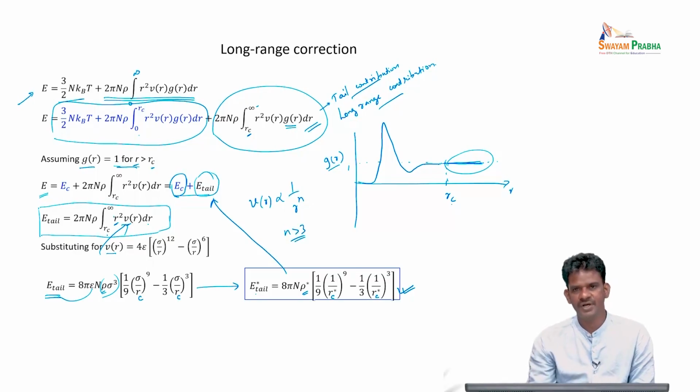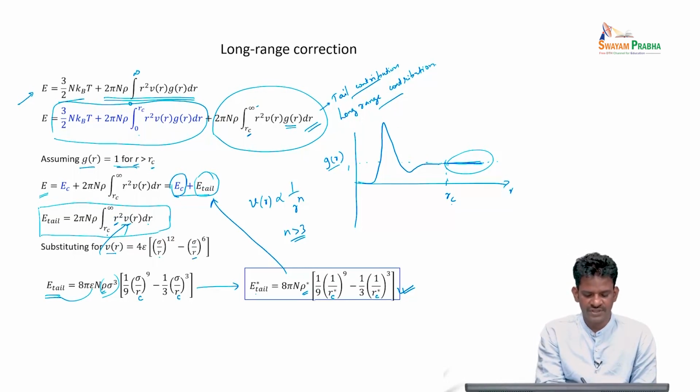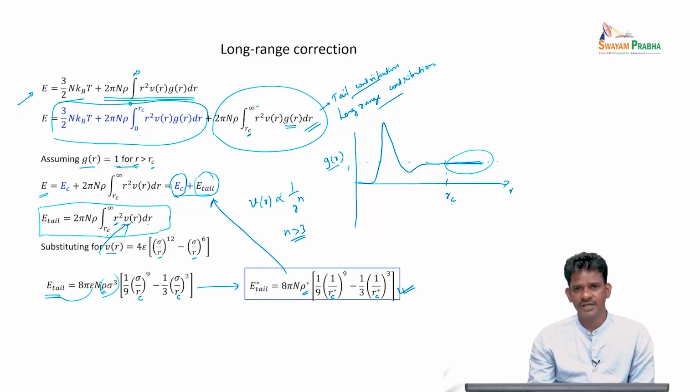Otherwise you will see that this integration will not converge. It works perfectly for the Lennard-Jones potential because it scales as 1 by r power 6 and 1 by r power 12. Whereas if you substitute a Coulombic interaction, which goes as 1 by r, you see that this E tail will not converge, but rather it will diverge.